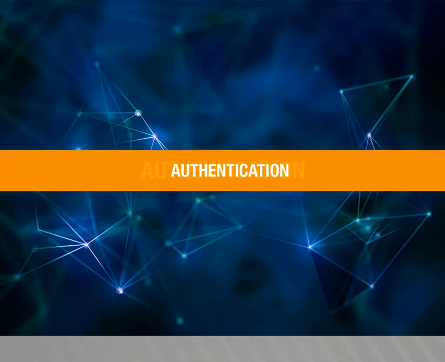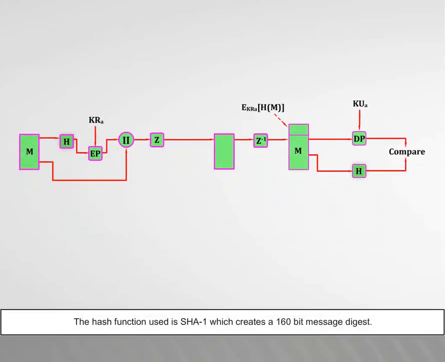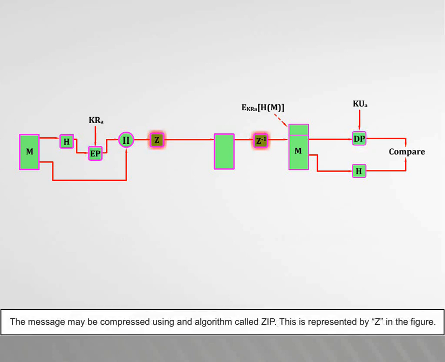Authentication. In this video, we are going to see about authentication. The hash function used is SHA-1, which creates a 160-bit message digest. EP and DP represent public key encryption and decryption, and the algorithm used can be RSA or DSS. The message may be compressed using an algorithm called ZIP. This is represented by Z in the figure.